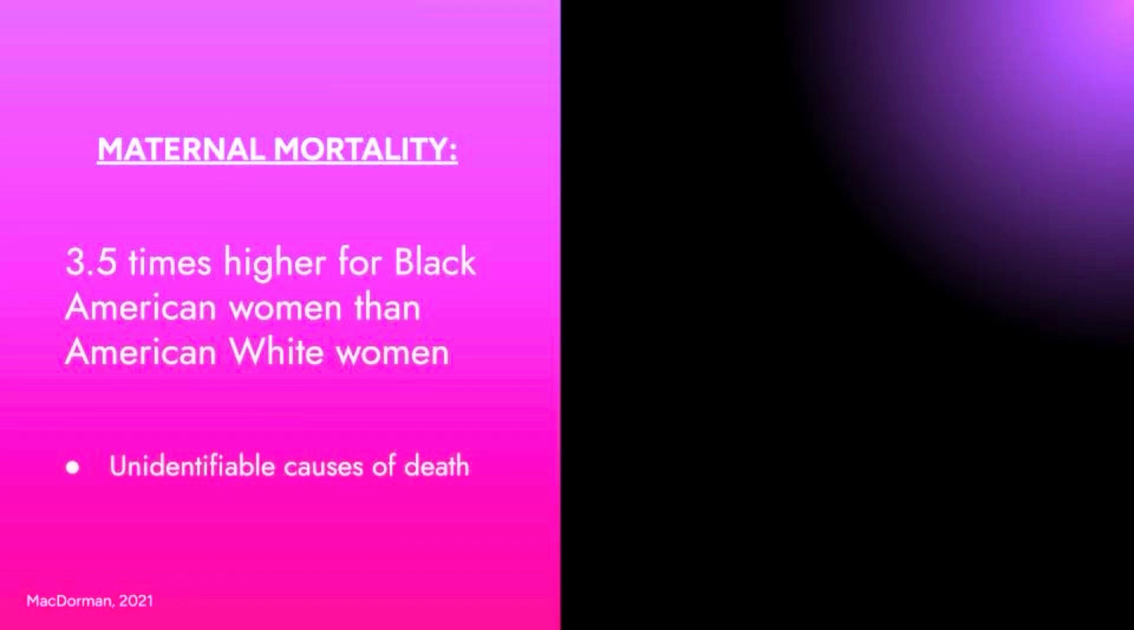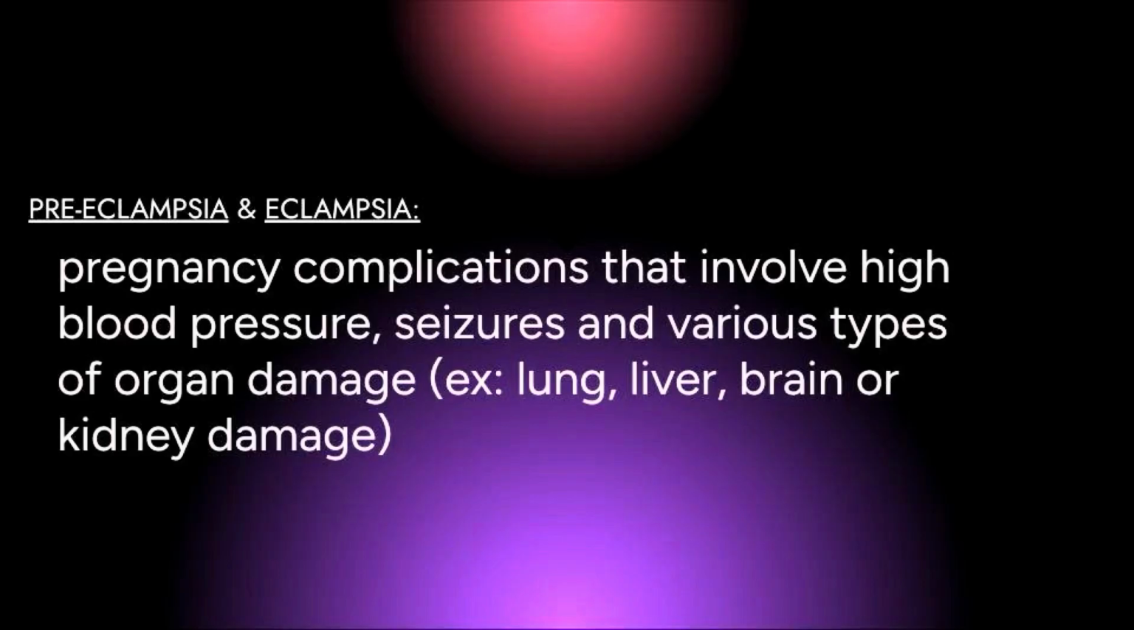For causes of death with attributable medical diagnoses, for example, eclampsia and preeclampsia, Black women are more likely to die from these as well. Eclampsia and preeclampsia are pregnancy complications that involve high blood pressure, seizures, and various types of organ damage. For example, lung, liver, brain, or kidney damage, to name a few.